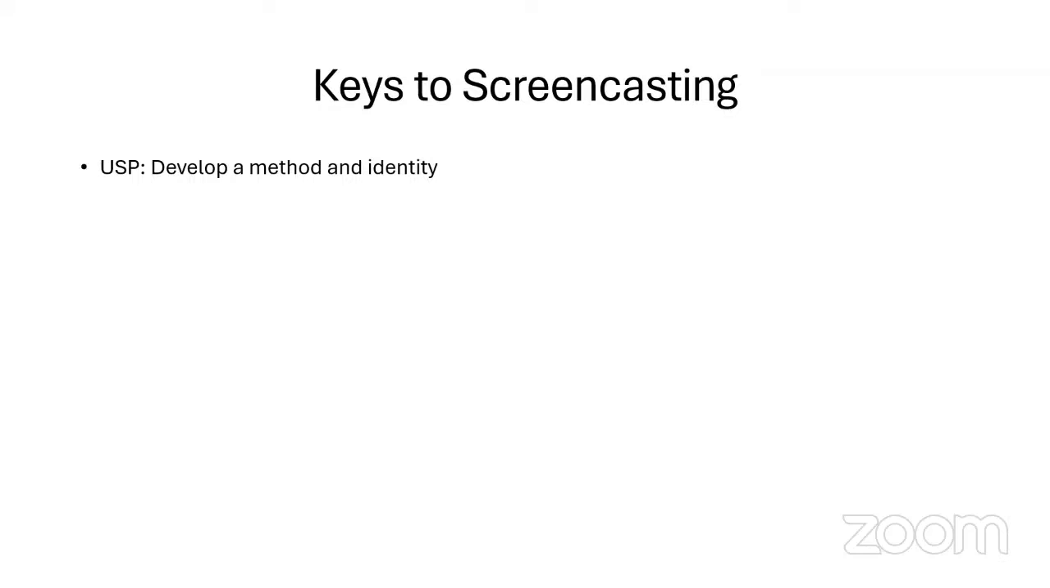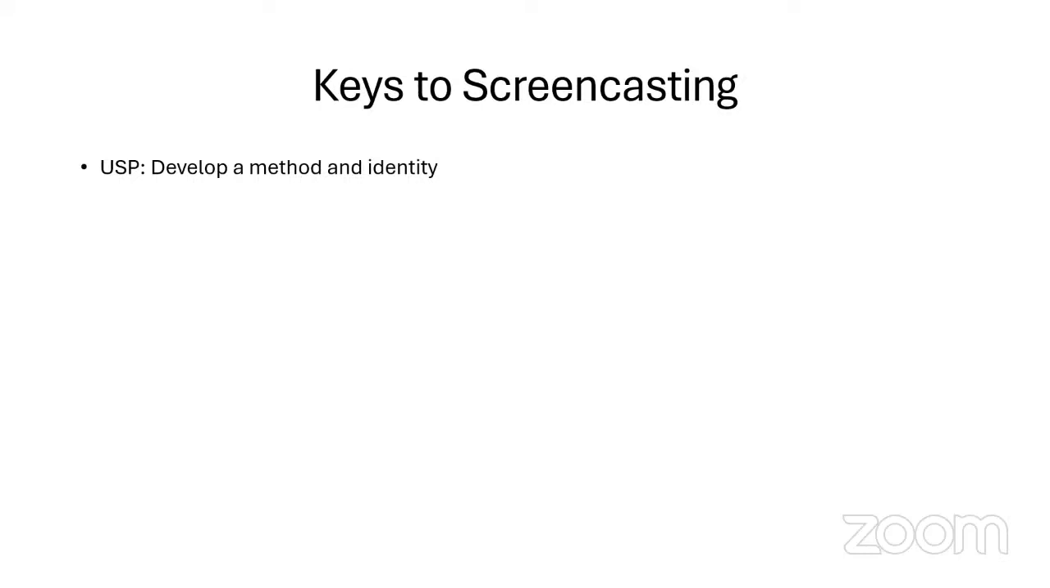And so when we talk about screencasting, whenever you are recording videos, and this is going to be difficult to do until you've done a few courses, until you've done a number of videos, but it is definitely doable and something that you want to do. You want to develop a method and identity. So the way you record is the way you record, and you want to do it the same way all of the time. And you want to develop a style, a strategy, an approach.